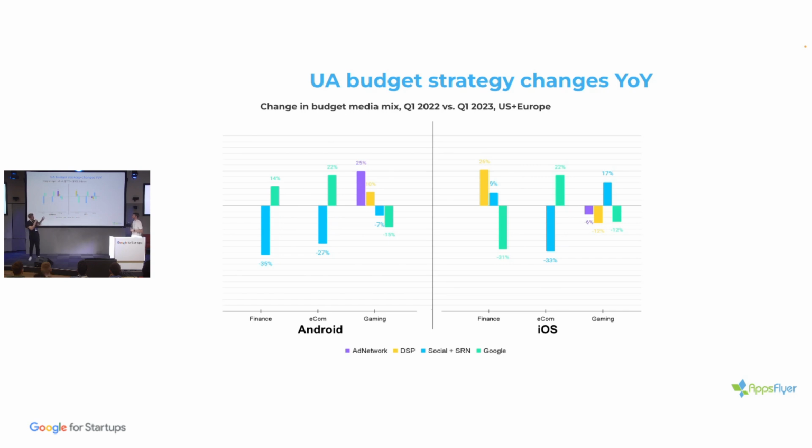Just for the record, we're looking here at Q1 2022 compared to Q1 this year. As you can see, definitely it's worth noting that for gaming there was the ad networks. When it comes to Android, Google increased a lot. They managed to capture quite a lot of budgets from other SRNs. And what's funny, looking at finance, the DSP has quite a big increase, but full transparency, the DSP's absolute value was quite low before that. So the percentage increase year over year is high. Doesn't mean it's a big part of the mix.